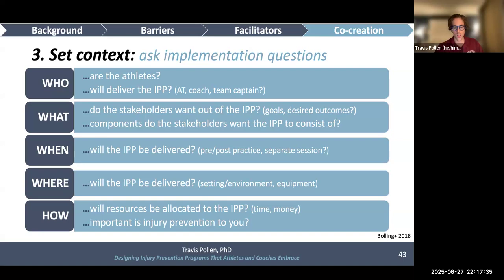So through these questions, we can get the information that we need to make sure that the program is relevant to the stakeholders and it's adaptable and it's fun for them. And that's also going to help us understand how we can set it up simply enough with the resources that they have available and integrate it into their routine seamlessly to help them deliver it independently.